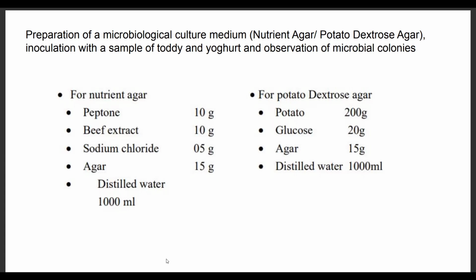Fungi. Very good. Fungi. Potato dextrose agar for fungi. Potato, glucose, agar and distilled water. Here potato and glucose they use as nutrients. Agar as the solidifying agent and distilled water to provide sufficient moisture. Right.